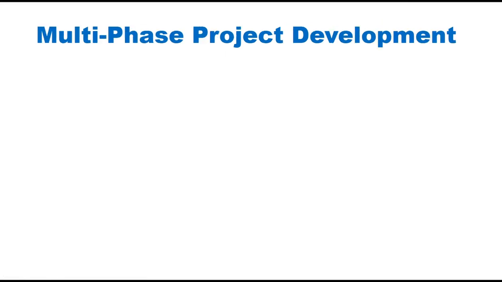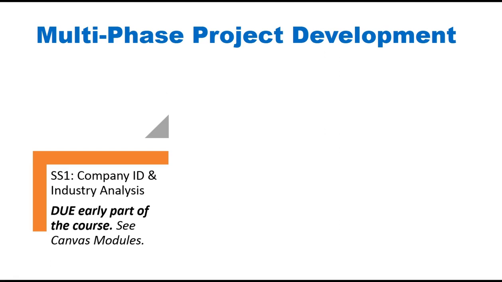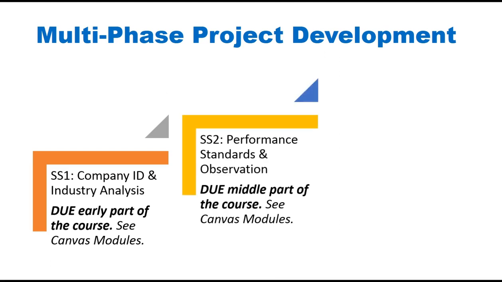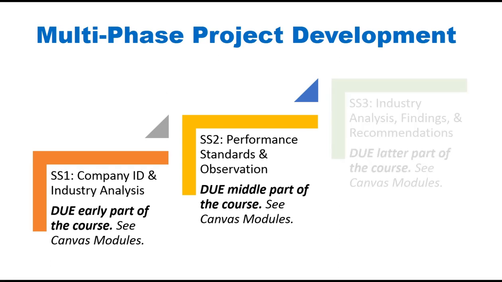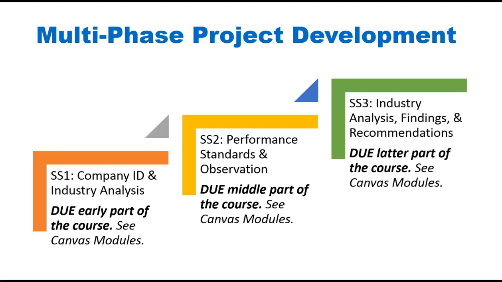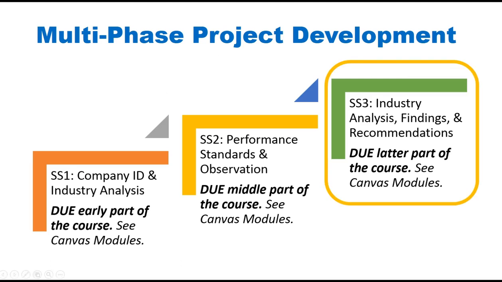The first of the multi-phase project is Stage 1, where you identified a company to observe and conducted a preliminary industry analysis. By the middle of the course, you will have developed performance standards and observed a business based on those standards. It ends with Stage 3, where we bring everything together, including the industry analysis, and use the performance standards and observations for developing your findings and creating your recommendations. I will now spend the remaining part of the tutorial to help you complete Stage 3.